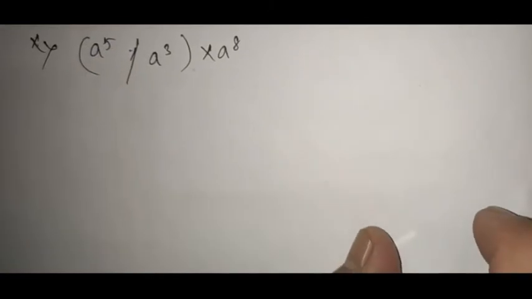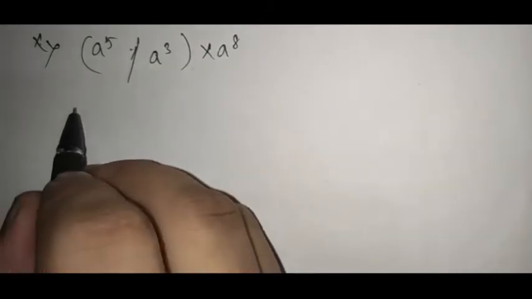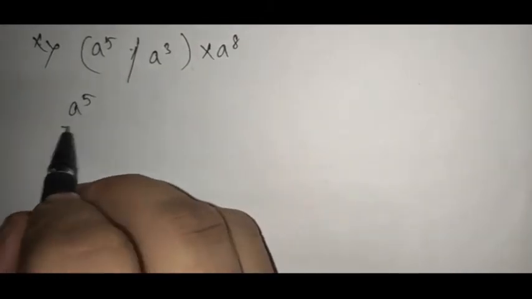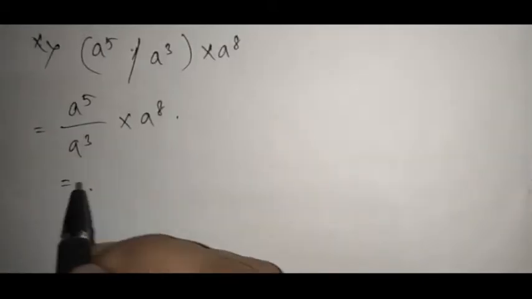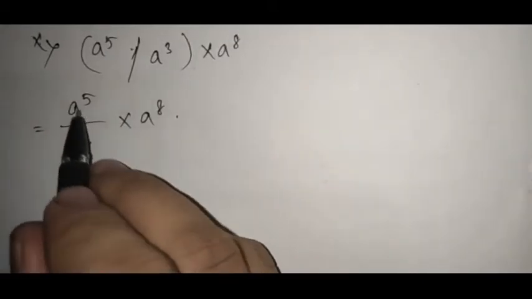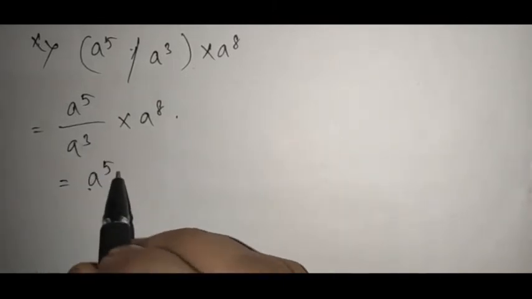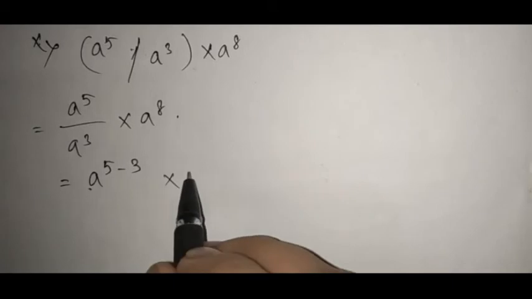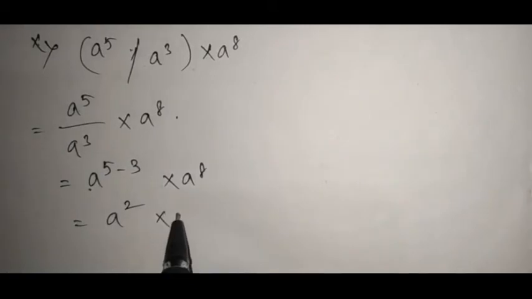Alright student, proceeding forward to the part 10 question. a to the power 5 divided by a cube into a to the power 8. So we can write it like this: a to the power 5 by a cube into a to the power 8. When you have the same base and there is a division sign, your power will be subtracted, isn't it? So a square will be there, since 5 minus 3 is 2, into a to the power 8.